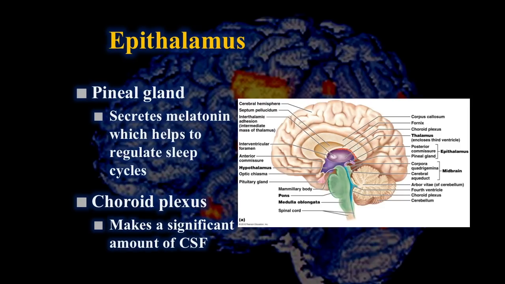And then the last part of the diencephalon is the epithalamus. Okay? And the epithalamus, remember, is back here, back behind the thalamus. Okay? There are only two major things that epithalamus is doing. Not much going on here.